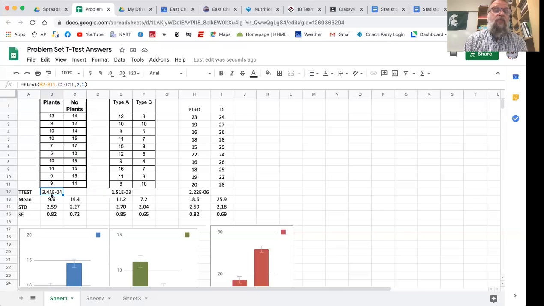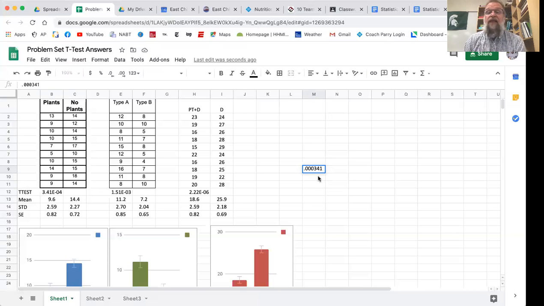But I get a value 3.41 times 10 to the negative fourth. So that translates to the decimal place going 4 places to the left. So that's 0.000341. That's going to be the value. Now what that value is, that's not a T absolute value. You're not going to take that number and compare it to the chart, the T critical chart. You will not be using the chart if you're using the spreadsheet. What this does is it directly gives you the percent probability. This number is the percent probability.